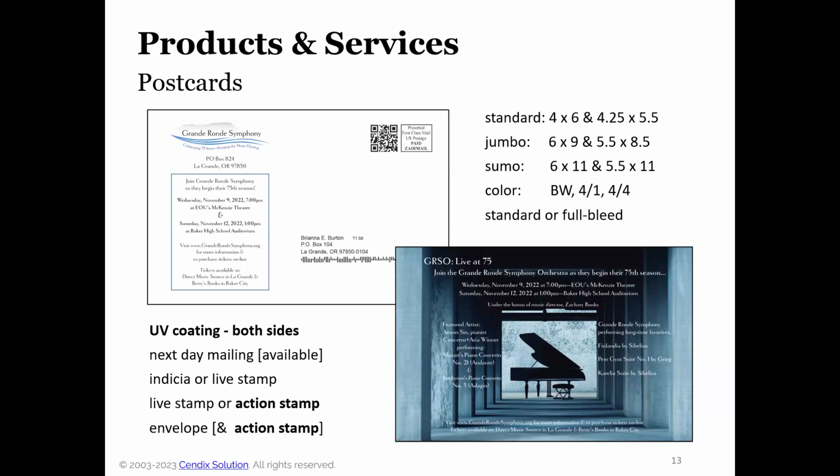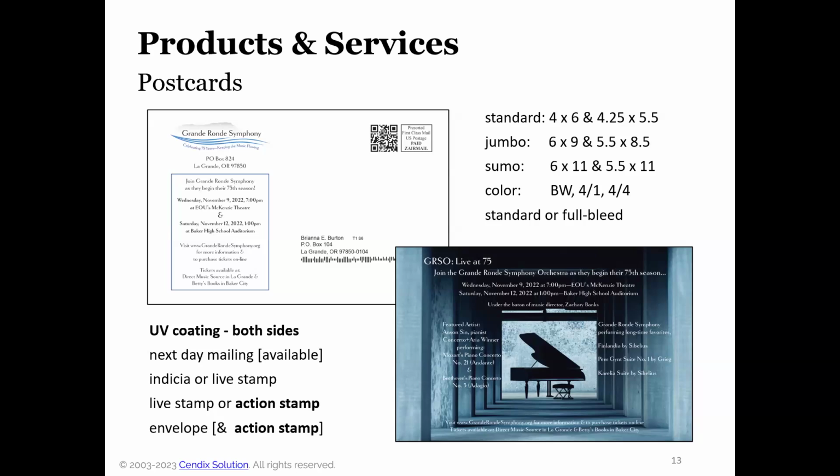We have a jumbo postcard, next size up, either 6 by 9 or 5 1/2 by 8 1/2. Once again, 5 1/2 by 8 1/2 is half of an 8 1/2 by 11 sheet of paper. 6 by 9 historically is the size people use for jumbo postcards. We also have something called a sumo, which is 6 by 11 or 5 1/2 by 11.